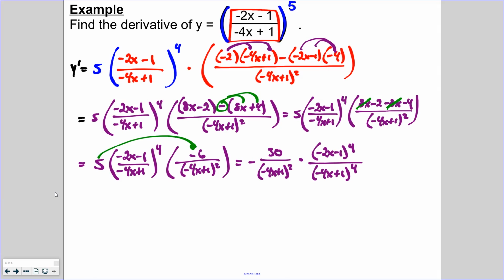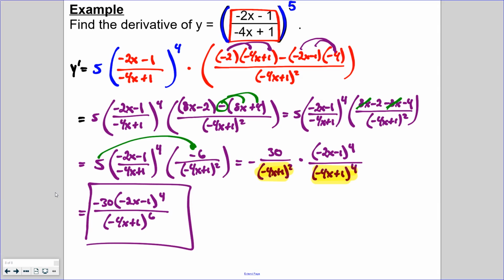And when we do that, we notice something strange that happened. Well, not really strange, coincidental. That the denominator of our first fraction has the same base as the denominator of our second fraction, which means we can multiply those together, and that is going to give us negative 30 times negative 2x minus 1 to the 4th all over the quantity negative 4x plus 1 to the 6th. Because when we multiply the bases, we add the exponents, and now we are finally at a Newton acceptable answer.